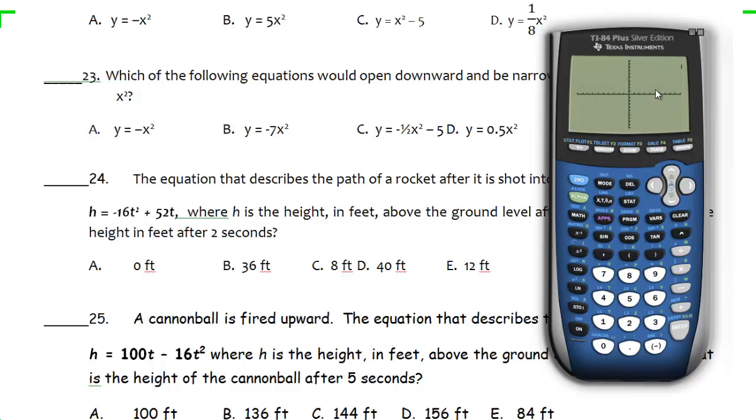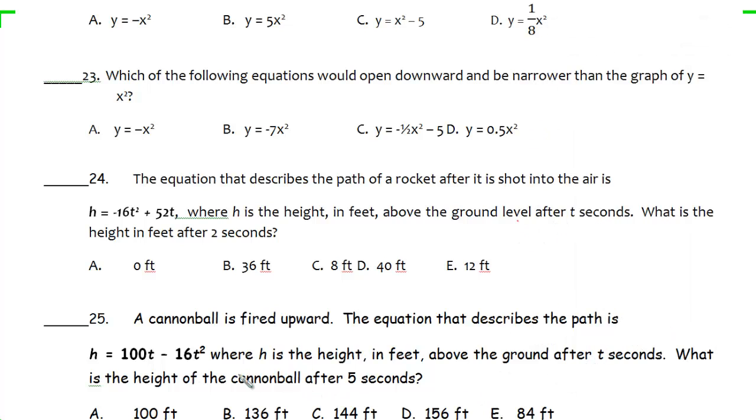It's not going to look real good because the dimensions here are -10 to 10. I do see part of it there. Really, what's most useful for me is the table. I'm evaluating it when it's at 5 seconds. So I go to 5, and I see that that is at 100 feet. So the correct solution there is A.